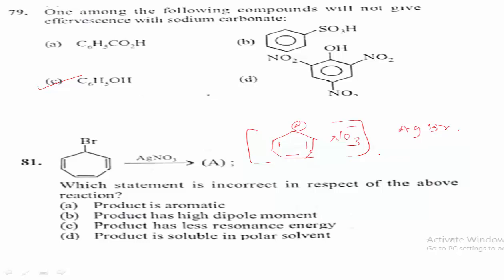Option A: product is aromatic; product has high dipole moment; product has less resonance energy; product is soluble in polar solvent. Okay, students, you know how you check aromaticity by using Huckel's rule, is it right? Yes, by using Huckel's rule, the formula is 4n plus 2 pi electrons. Is it right? 4n plus 2 pi electrons. If the compound possesses this formula, then it is aromatic. Okay, n means number of rings, therefore 4 into 1 plus 2 equals 6. Is it right? Yes, this contains 6 pi electrons, then it is aromatic. Okay, statement 1 is right.